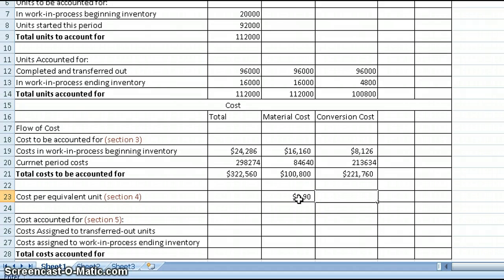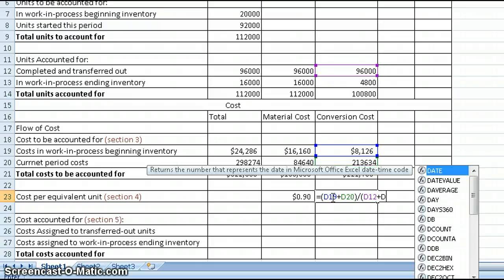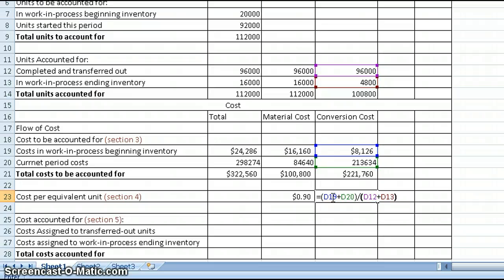We will use the same equation to find the conversion cost per equivalent unit. We will take the cost in work in process beginning inventory plus the current period cost divided by the completed and transferred out plus the in work in process ending inventory. This will give us $2.20 for the conversion cost per equivalent unit.